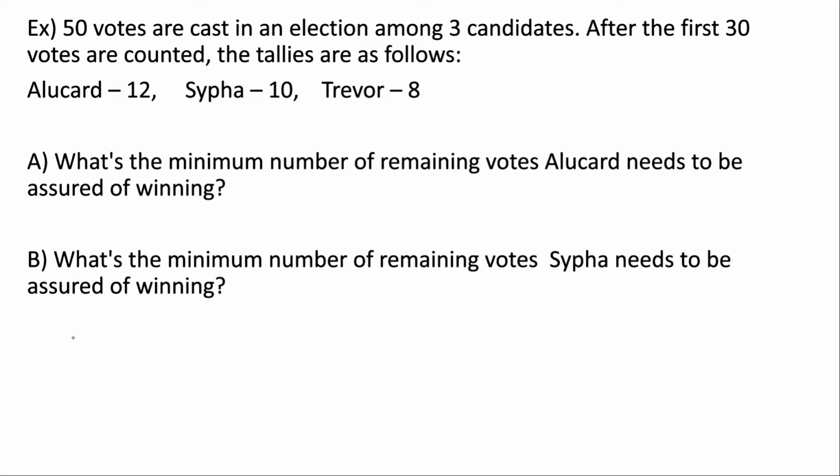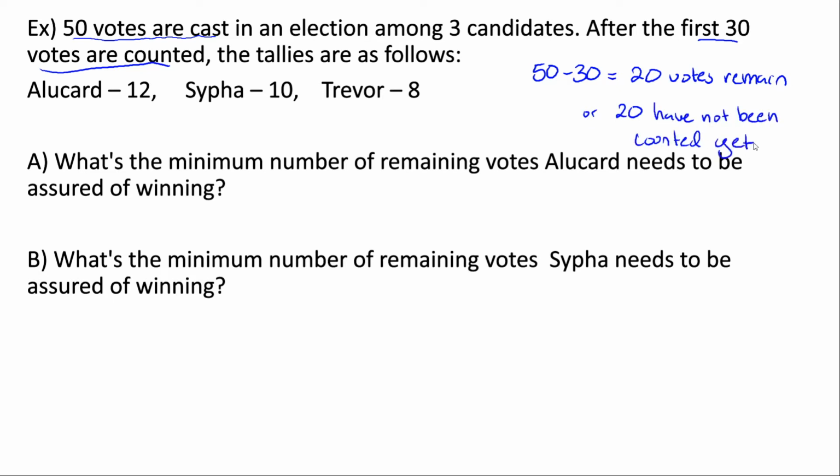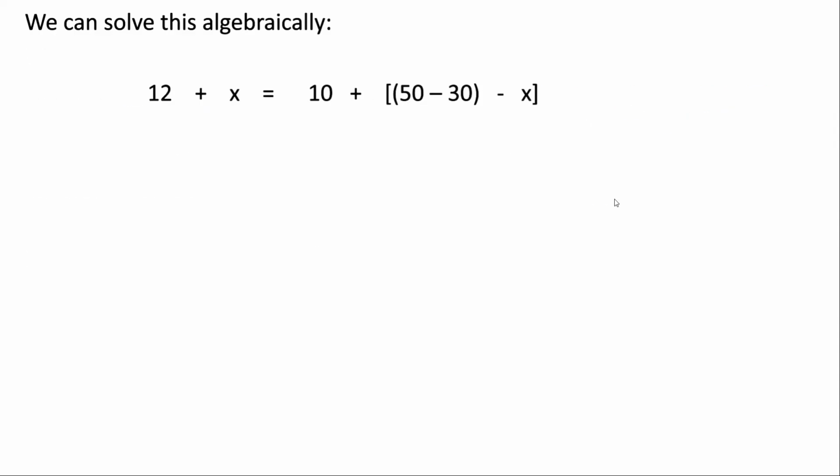So important information that we need to know here is that 30 votes have been counted and 50 votes have been cast. So if we do 50 minus 30, that tells us 20 votes remain, or 20 votes have not been counted. And this is going to be important for solving this. We were asked about the minimum number of remaining votes Alucard needs to be assured of winning. They have 12 votes, so we'll just make a note of that.